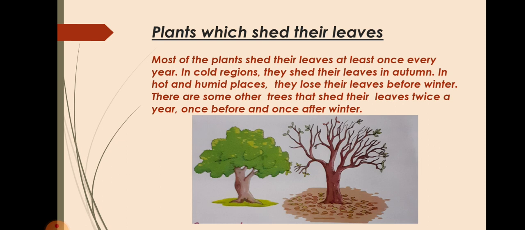Plants which shed their leaves. So most of the plants shed their leaves at least once every year. In cold regions, they shed their leaves in autumn. In hot and humid places, they lose their leaves before winter. There are some other trees that shed their leaves twice a year, once before and once after winter.